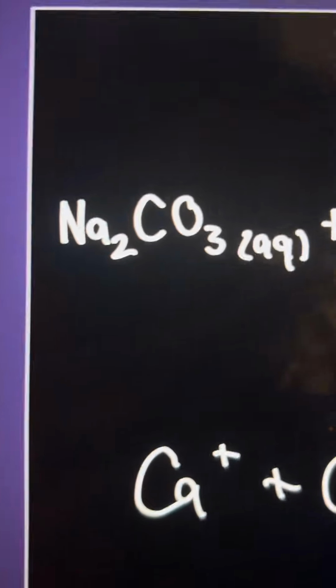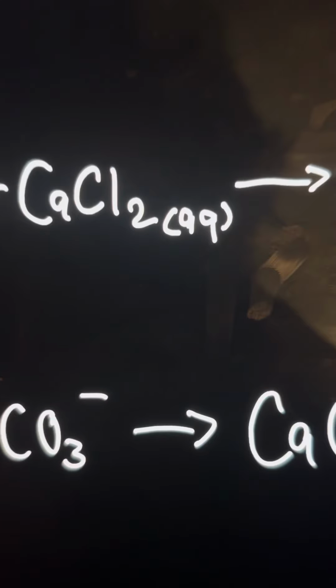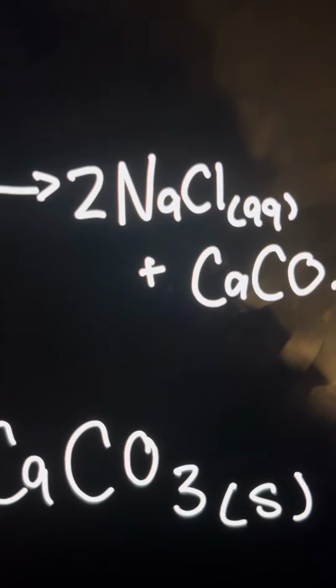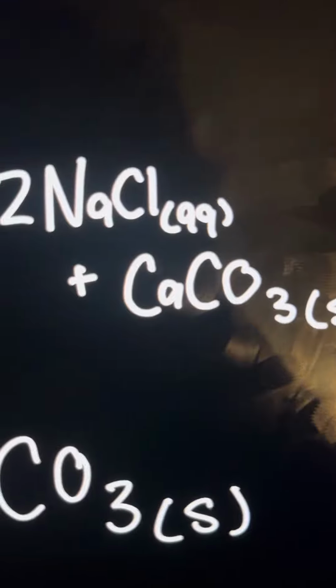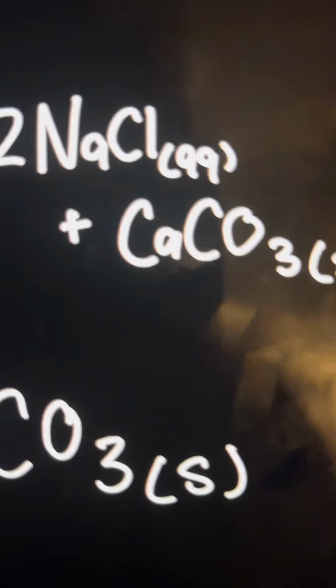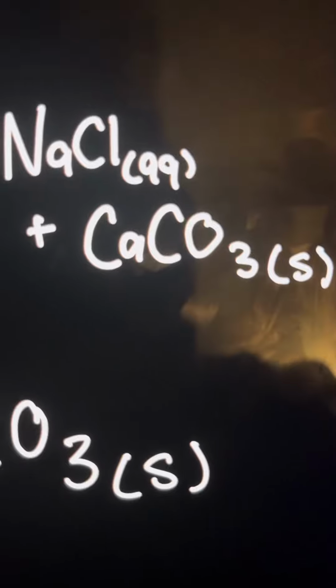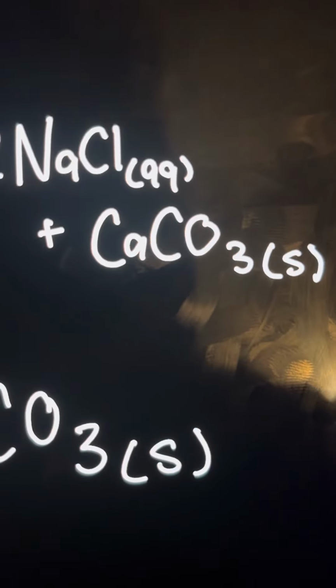I have Na2CO3, which is aqueous, plus CaCl2, which is also aqueous, and that equals 2NaCl, aqueous solution, plus CaCO3, solid. That solid is very important. We know that CaCO3, or calcium carbonate, is solid because of the insolubility charts.